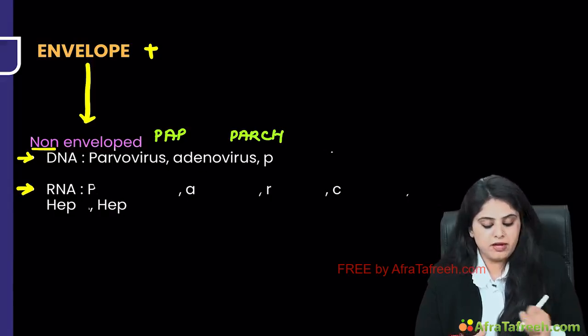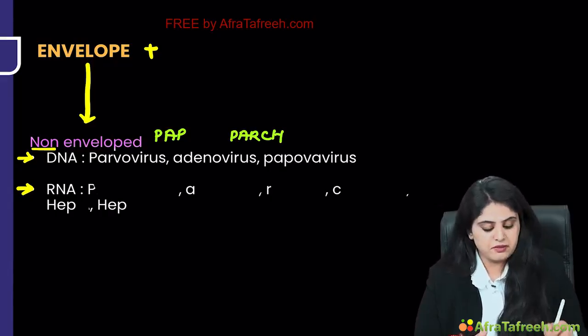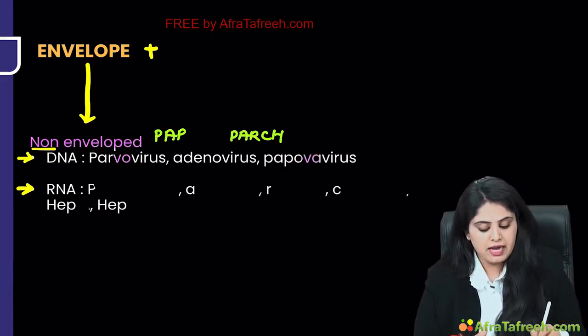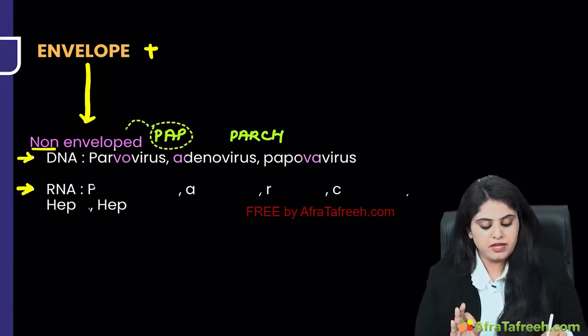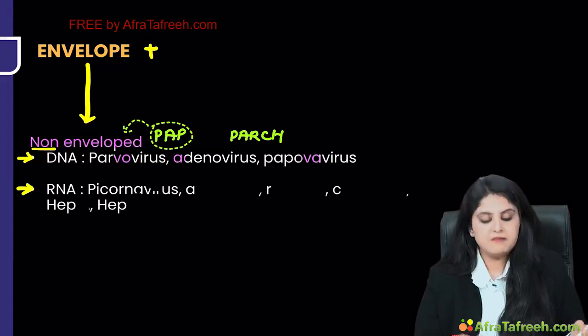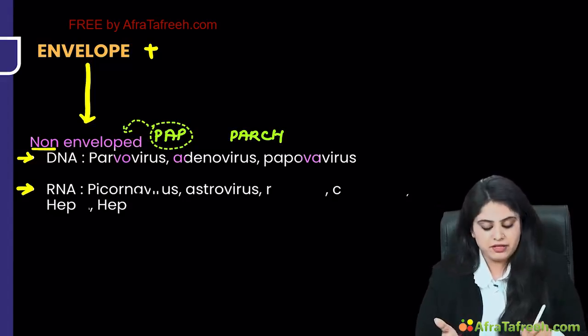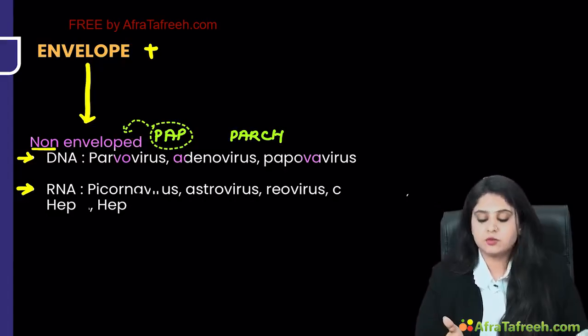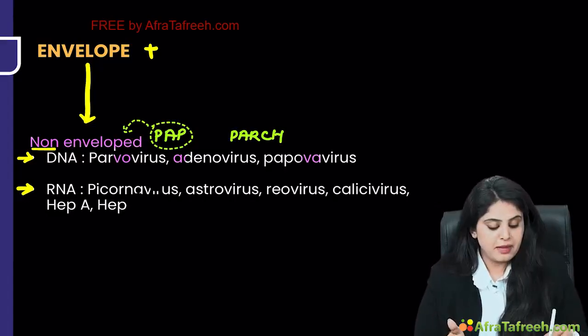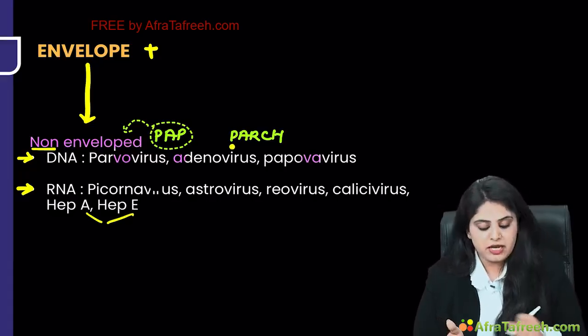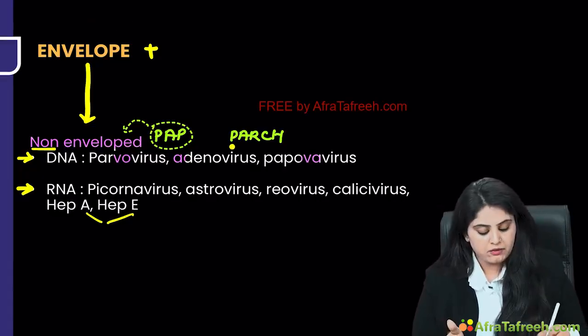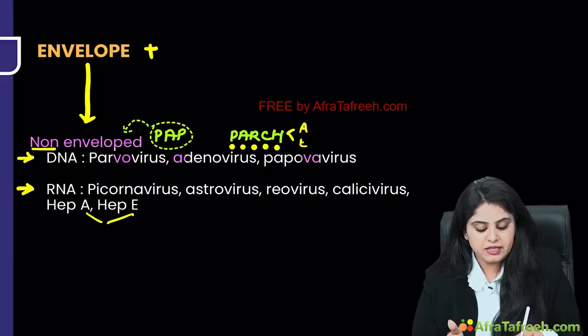PAP is going to be parvovirus, adenovirus and papovavirus. Repeat with me: parvo, papova and adenovirus. These are the three DNA viruses which are going to be non-enveloped. Whereas what is the mnemonic for RNA viruses? PARCH. What is PARCH? P for picornavirus, A for astrovirus, R for Rio. Rio is the same as rotavirus, C for calcivirus, and hepatitis A and E, basically the ones that cause gastroenteritis. So what is PARCH? Again, there's picornavirus that you had. Apart from that, you also had astrovirus, reovirus, calcivirus, hepatitis A as well as hepatitis E.